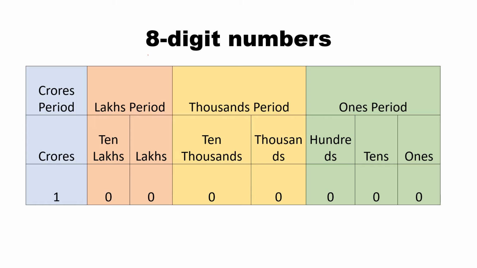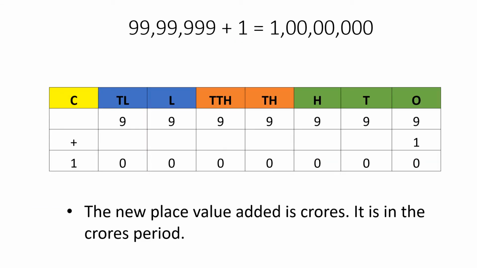Now we are going to read 8-digit numbers. As we all are aware, 99,99,999 is the greatest 7-digit number. When we add 1 to it, it becomes 1 crore. And 1 crore is an 8-digit number. So the greatest 7-digit number plus 1 will give us 1 crore. So the new place after 10 lakh is crore, and crore will be the period of it. So the new place added is crore. It will be in the crores period.